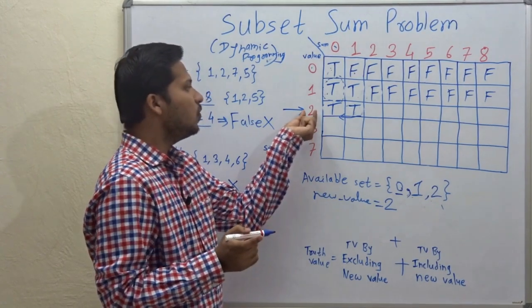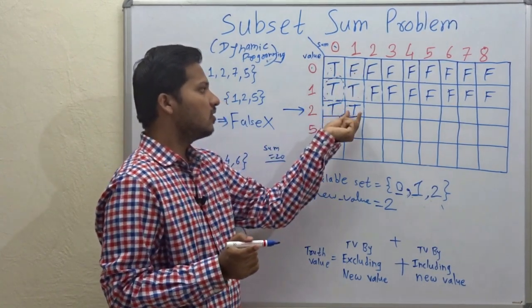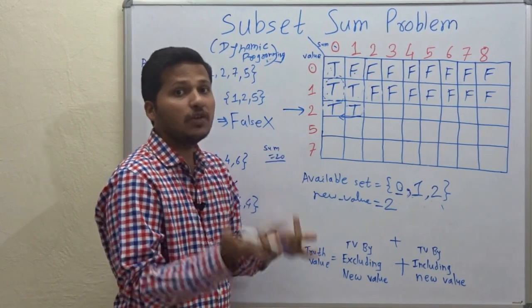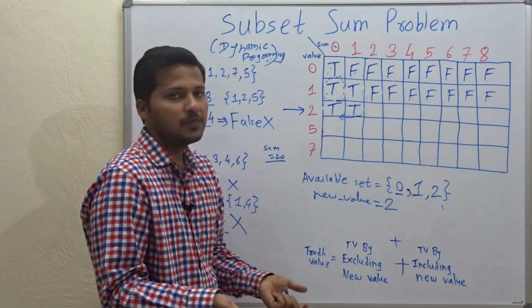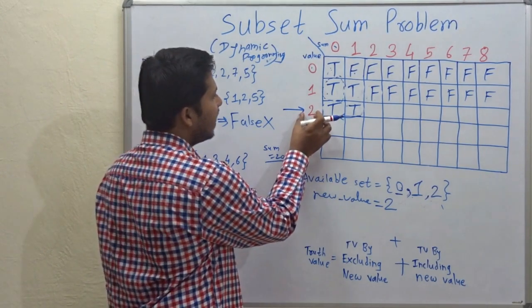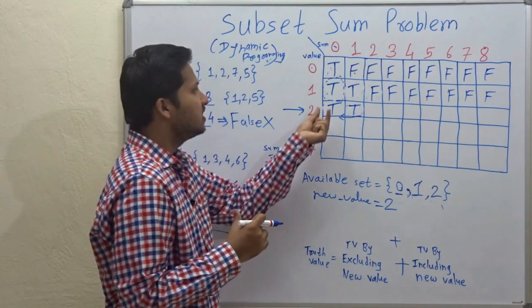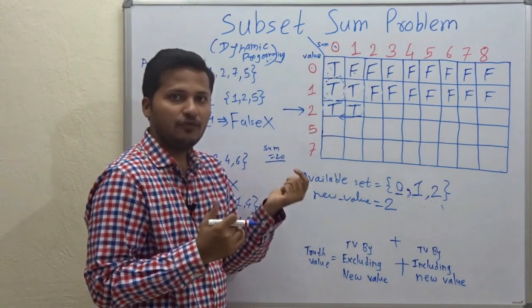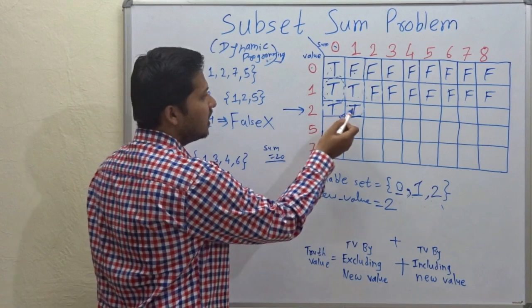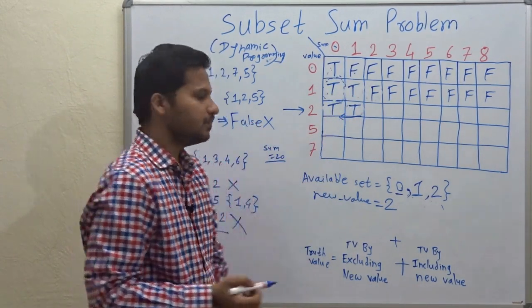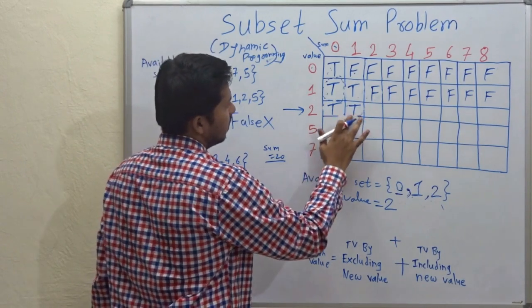Because the row value is greater than the column value, the row value cannot have any effect on the addition, because it cannot help in making a value lesser than itself. 2 cannot help in making 1 because 1 is lesser than 2. Okay.